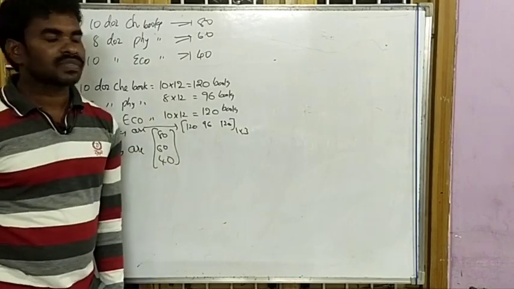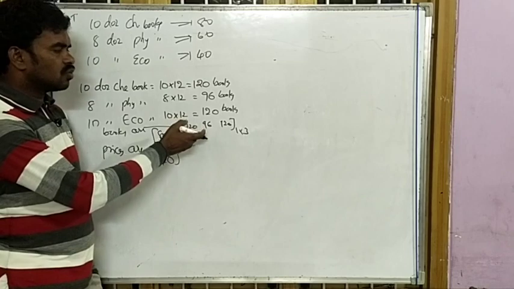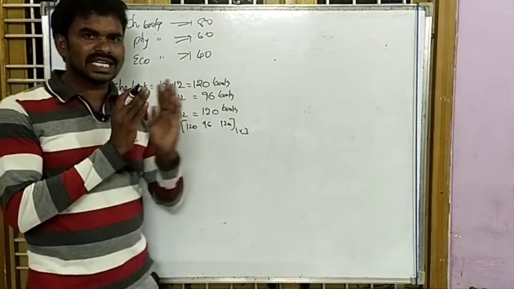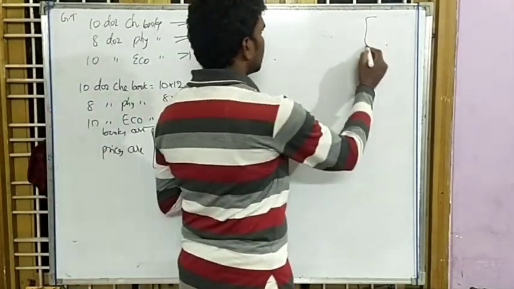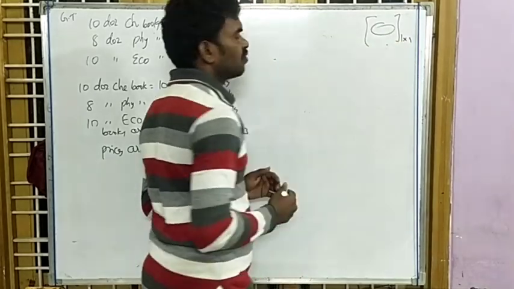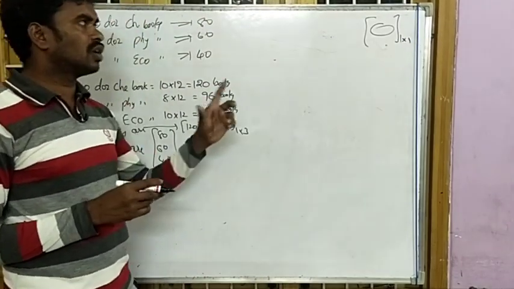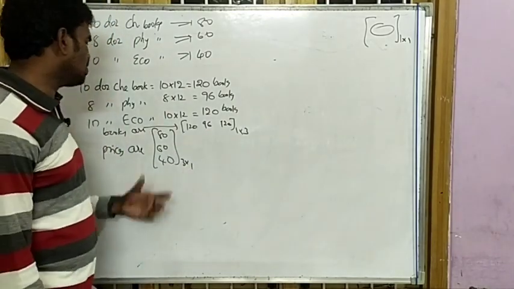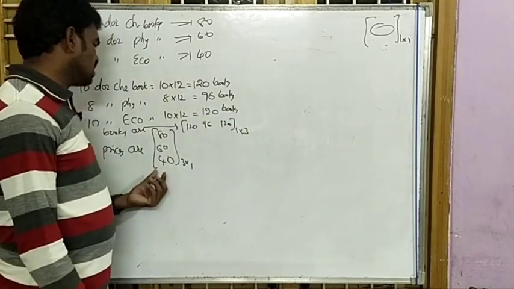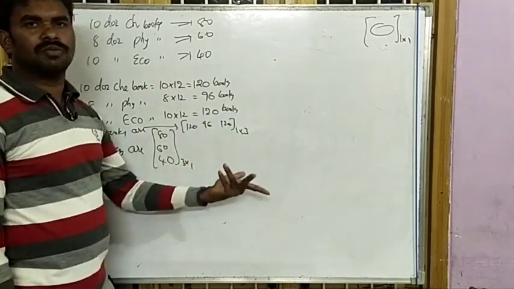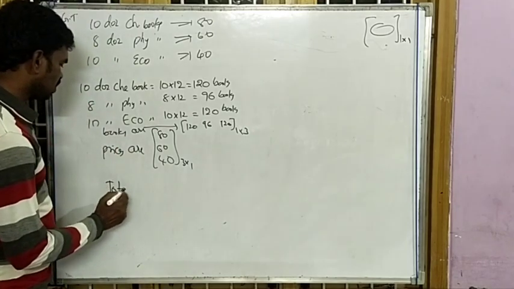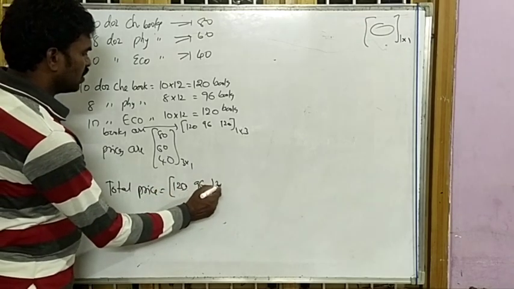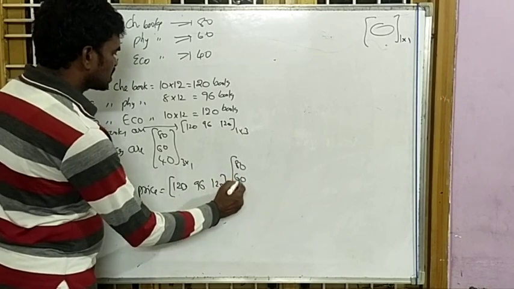Sir, why? What happens if you write the books in a column matrix and the prices in a row matrix? Here the total amount is a single amount, so it should be a one by one matrix. For the total to come as 1 by 1, a 1 by 3 matrix into a 3 by 1 matrix gives a 1 by 1 matrix. Otherwise, you would take the books in a column matrix and the prices in a row matrix. So the total price is equal to 120, 96, 120 into 80, 60, 40.